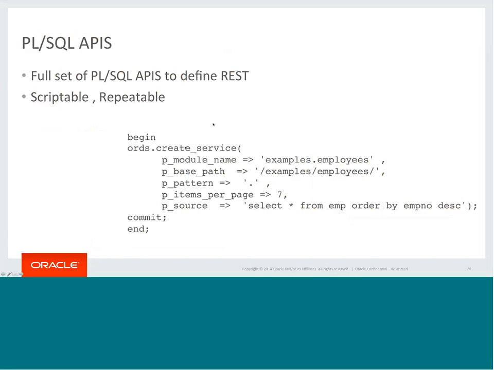Here's a different example of our PL SQL API. So we can publish our module. We can say /examples/employees, how many items per page, and you can actually put in the select statement right there directly. So again, you could script so that you can repeatably create RESTful endpoints and deploy them.